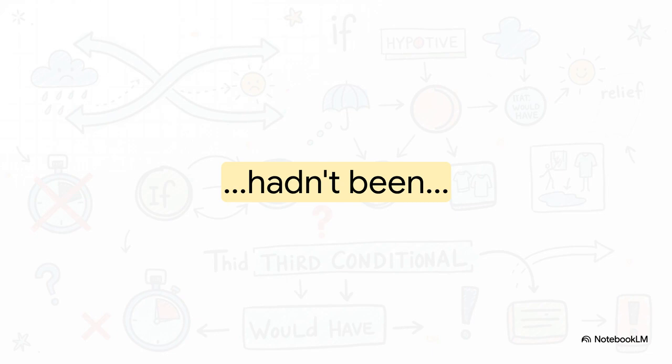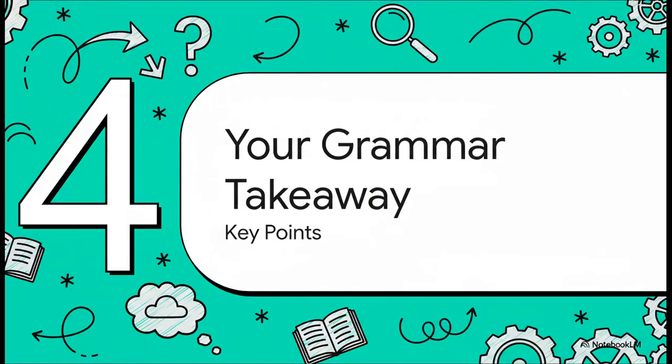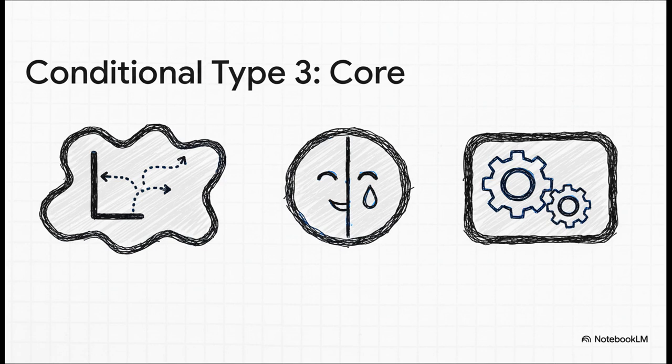Awesome. Now that we've played around with the pieces, let's put it all together for one final takeaway. So, what are the absolute must-know essentials you need to remember from all this? Let's boil it all down to the most important points. This is pretty much the core of it. Remember these three things. You use it for imaginary pasts, you use it to express regret, or maybe just to wonder about a different outcome. And you've got that simple formula.